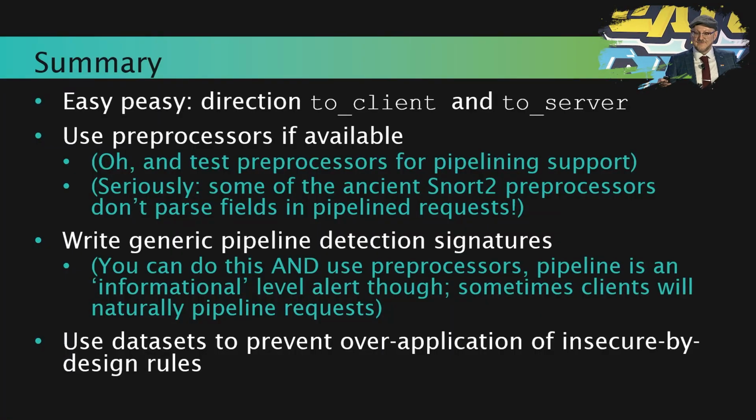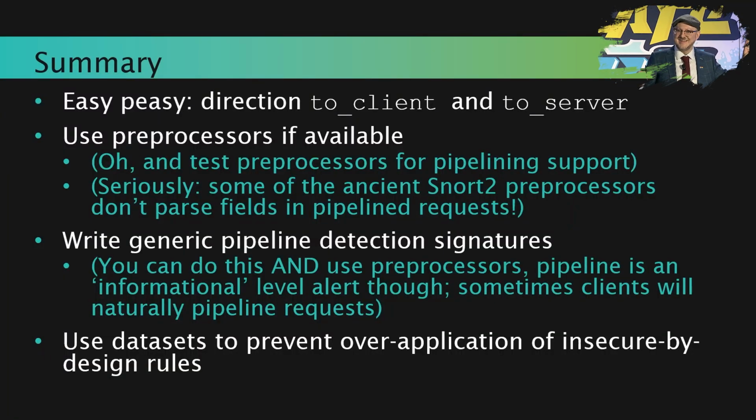There's setting that flow direction to client or to server. Make sure you do that for any rules that have TCP ports defined above 1024. Use those preprocessors if they're available for your protocol. And if they're not available for your protocol, think about implementing them, although I think they kind of stink to implement still. So if it's a proprietary protocol, maybe you're not going to do that.